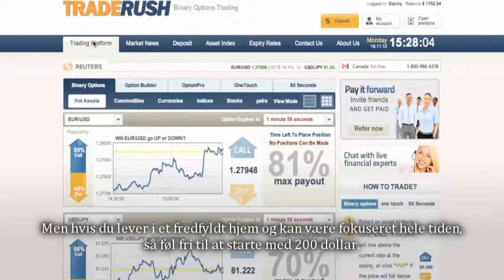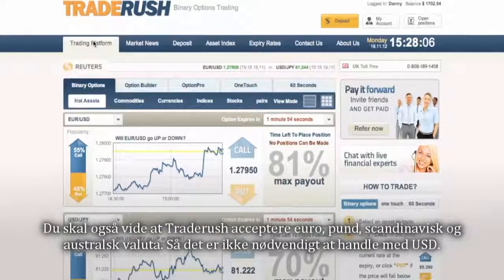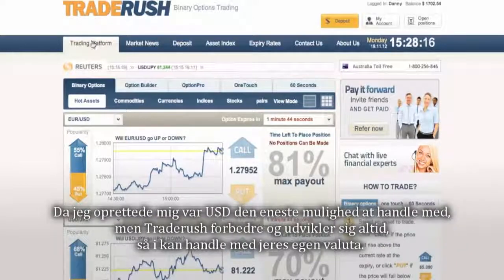But if you're living in a very peaceful home and you can focus at all times, then feel free to start with 200. And also another note is that TradeRush accepts euros, pounds, as well as Canadian and Australian dollars. So you don't have to trade with the US dollar. When I joined, the US dollar was actually the only option at that time, but TradeRush is always improving and adding to their platform. So you guys get to enjoy trading in your own currency.